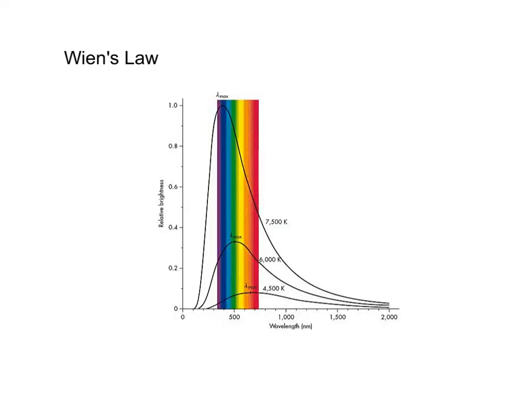So the final thing I need to discuss with you is Wien's law. Wien's law is a way of determining what the maximum wavelength intensity would be based on the temperature. Wien's law says that the maximum wavelength intensity can be found using this simple equation here. The maximum wavelength intensity times the temperature is equal to a constant, and that constant is 2.898 times 10 to the minus 3 metre Kelvin.